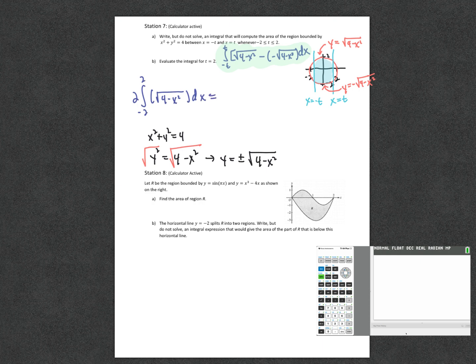Okay, and then since this is a circle with a radius of 2, we'll just do pi r squared. We know that we're just asking for the area inside that circle. Since the radius is 2 and we do pi r squared, that's just 4 pi. And that's it.